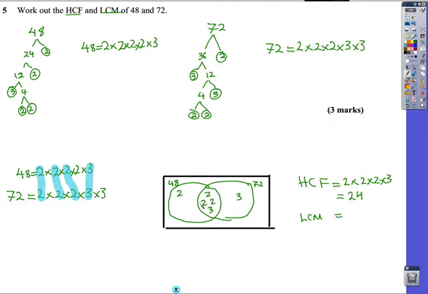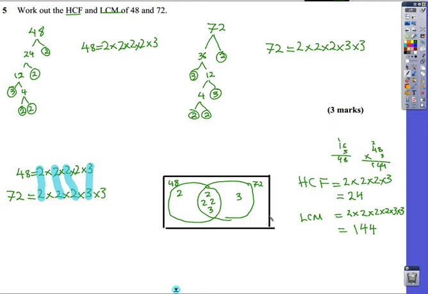So it's going to be 2 times 2 times 2 times 2 times 3 times 3. 2 times 2 is 4, times 2 is 8, times 2 is 16, times 3 is 48, and 48 times 3, I think it is 144. 3 times 8 is 24, carry the 2. 3 times 4 is 12, plus 2 is 14. So the lowest common multiple is 144.